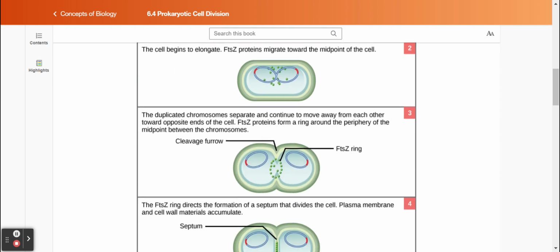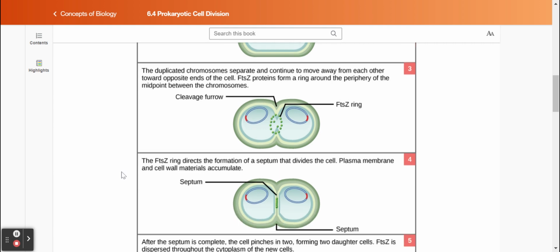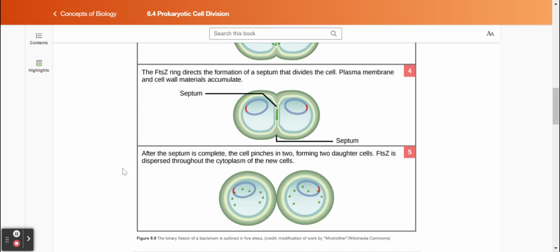Step 3. The duplicated chromosomes separate and continue to move away from each other toward opposite ends of the cell. FtsZ proteins form a ring around the periphery of the midpoint between the chromosomes. Step 4. The FtsZ ring directs the formation of a septum that divides the cell. Plasma membrane and cell wall materials accumulate. And step 5. After the septum is complete, the cell pinches in two, forming 2 daughter cells. FtsZ is dispersed throughout the cytoplasm of the new cells.